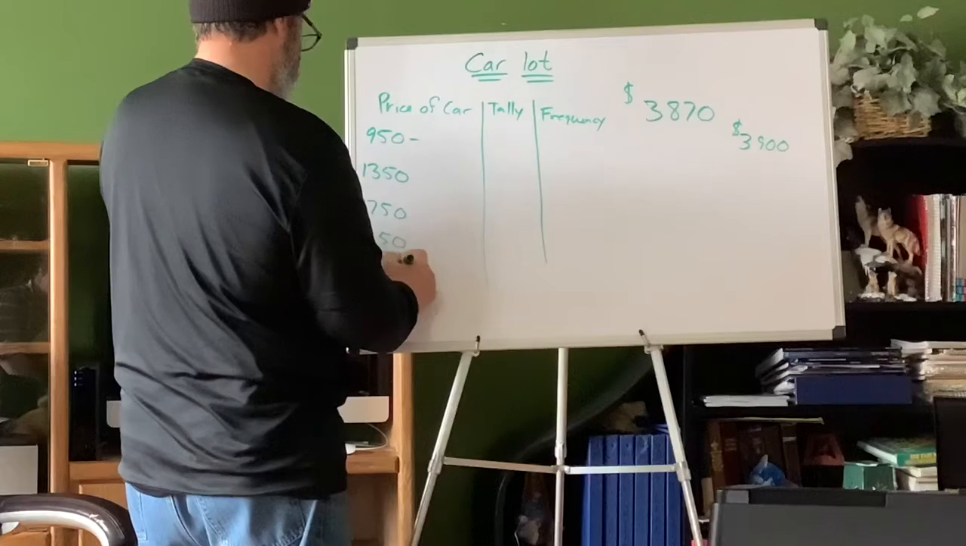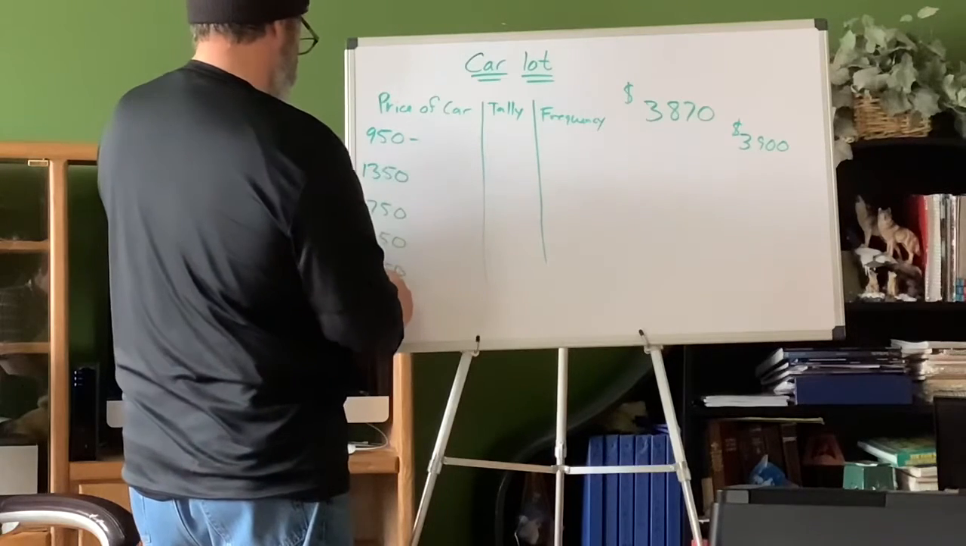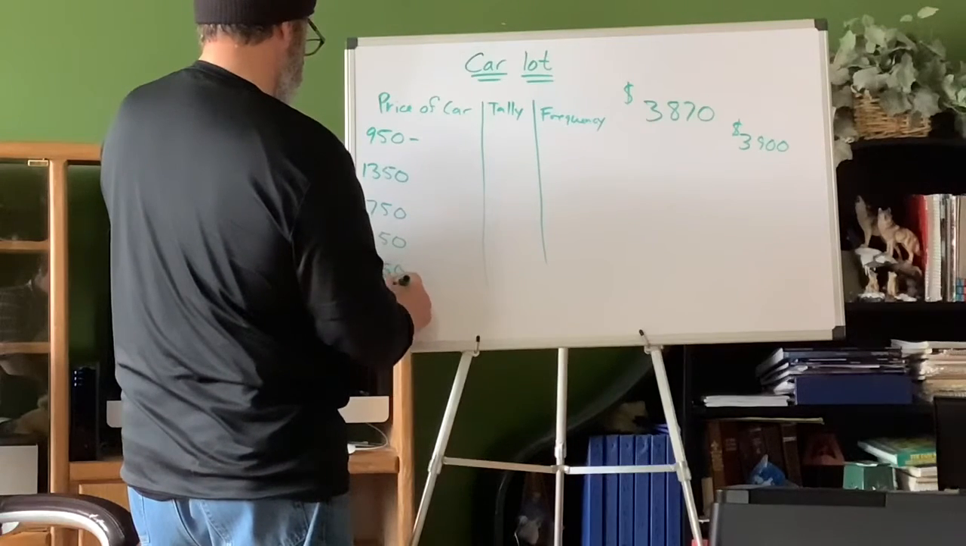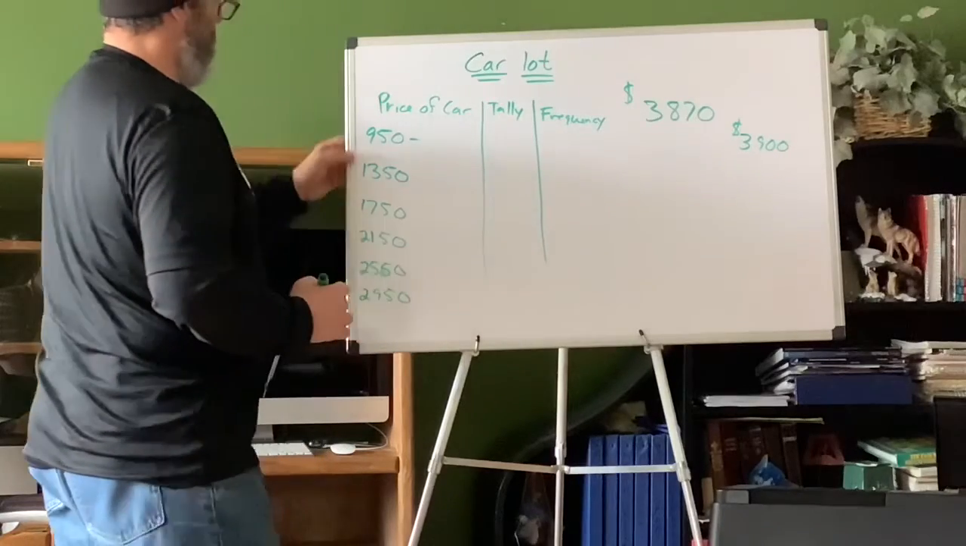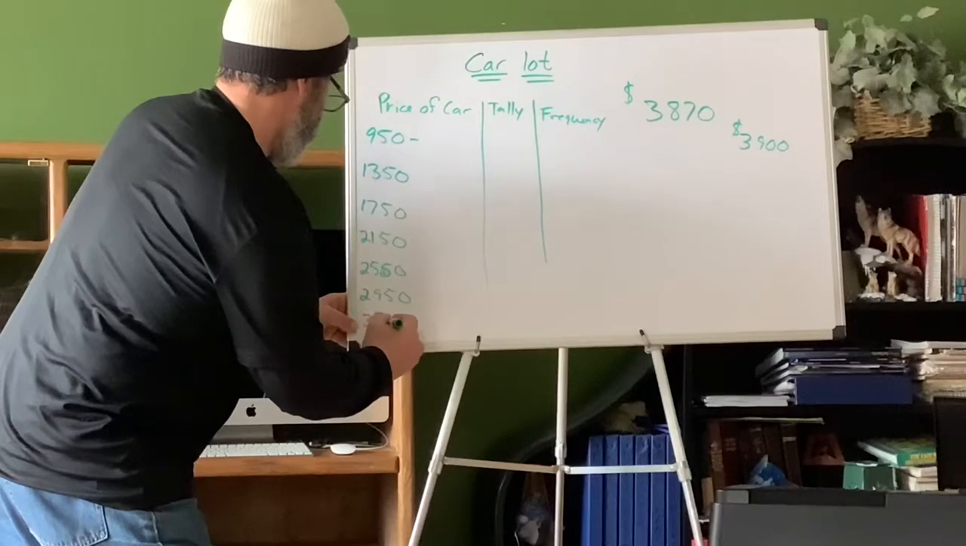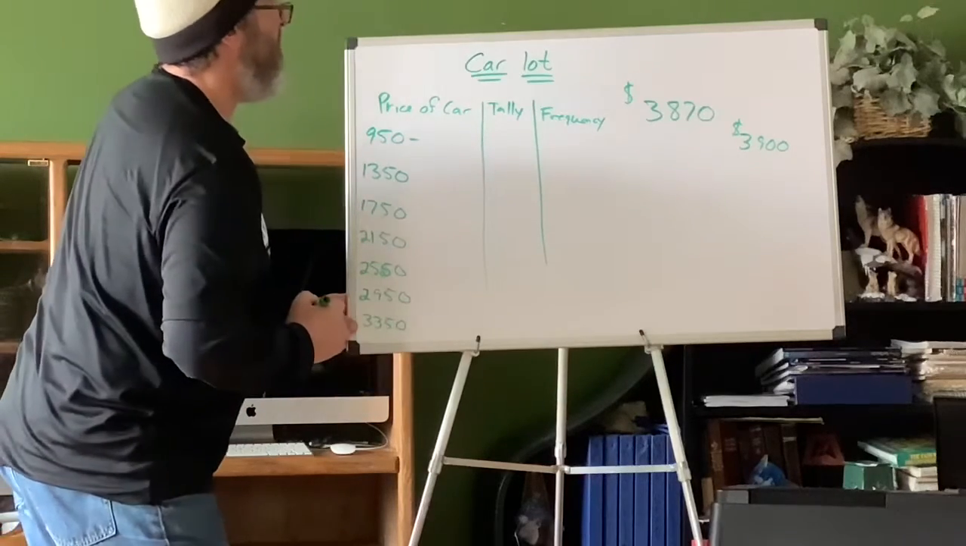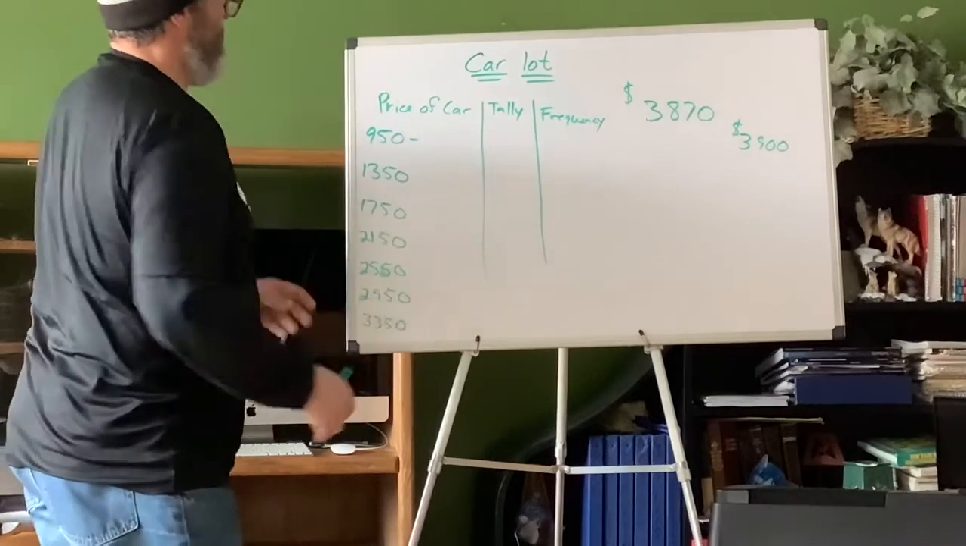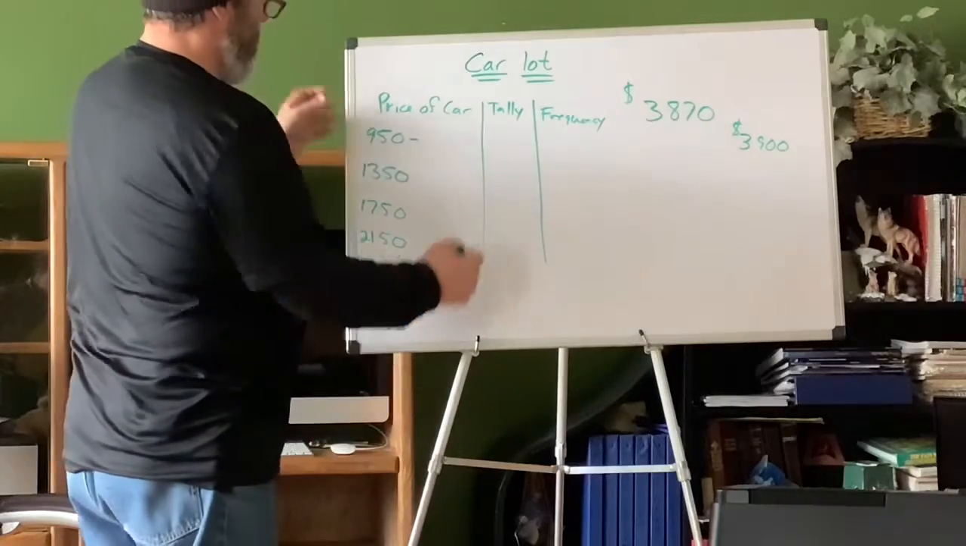Should have created a little bit more space. 2950. And 3350. Okay, and I need to do one more. Yikes! You can see what I'm doing. I did this really badly.